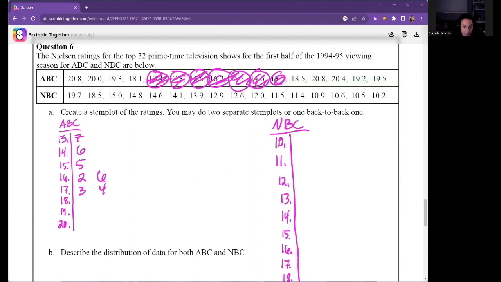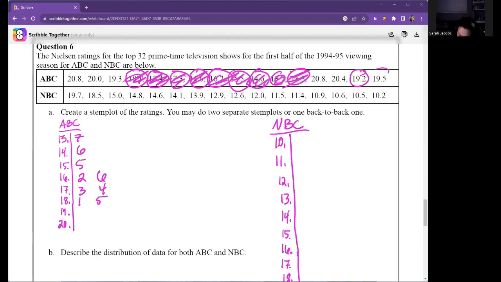So again, I'm just putting the decimal points as the leaves. 18s, we've got 0.5, 0.1. So 1 will come first and then 5. And this is just a me thing. I'm just keeping track of what I've already accounted for.